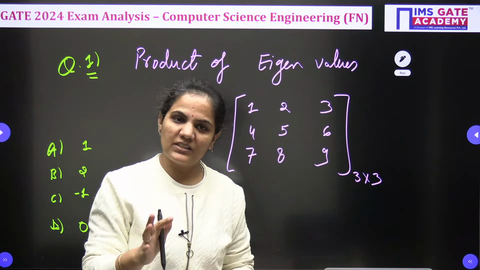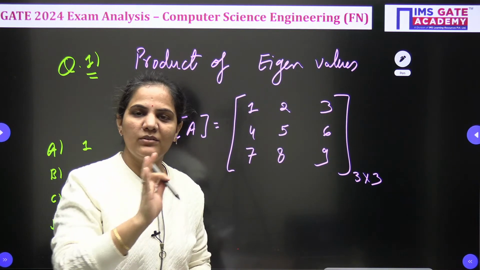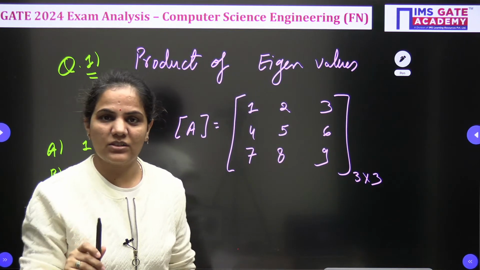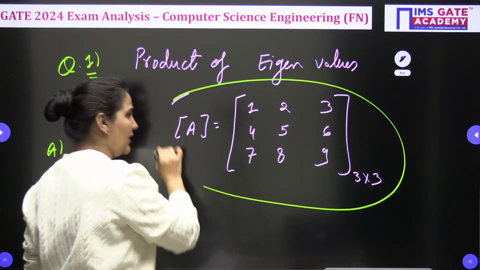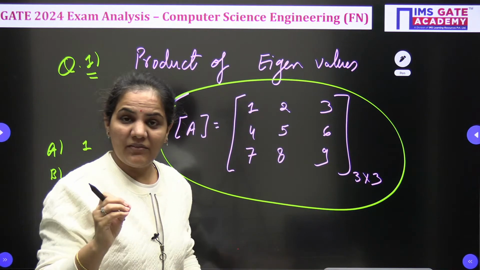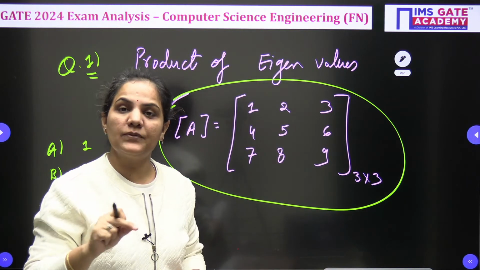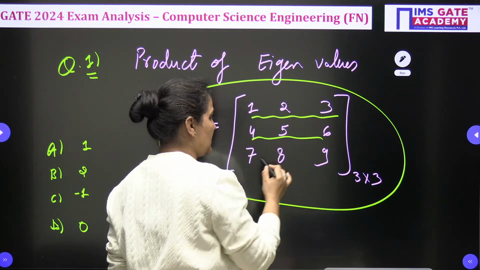But one very simple thing: if a student learns from me, you can solve this question without using a pen. Why? Because we learn the simple concept that whenever in a square matrix the elements are in a continuous form, you can see the elements are in continuous form: 1 2 3 4 5 6 7 8 9.